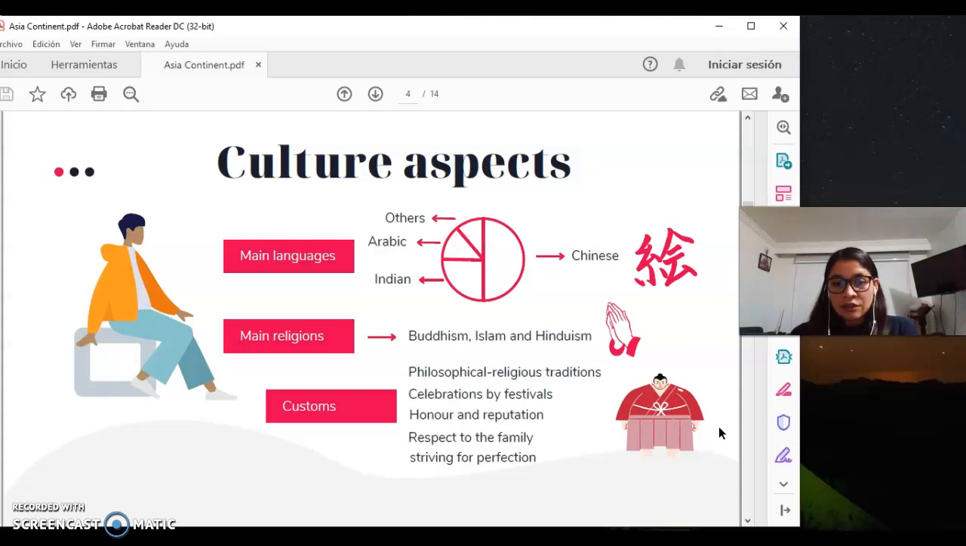Finally, we have some customs of this continent. First, they have philosophical and religious traditions that are very important to highlight in this information about culture. They have a lot of celebrations and festivals in the countries. The honor and reputation of each person is very important for them. Then we have a very high respect for the family, and they are very focused on striving for perfection.